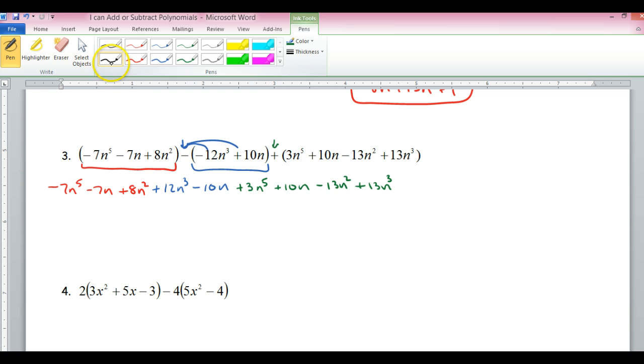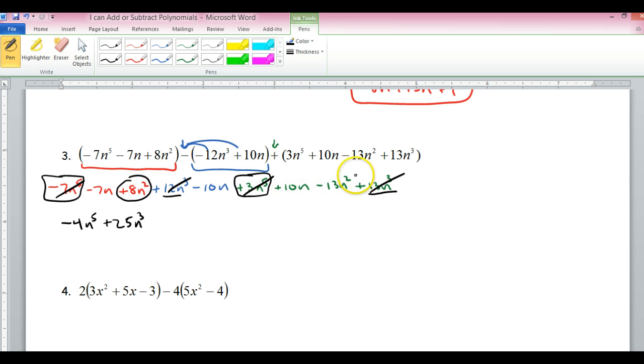So once I have that, I again start with the highest exponents. Negative 7n to the fifth plus 3n to the fifth, that'll give me negative 4n to the fifth. Remember, you add or subtract the coefficients, but you leave the variable expressions alone. So I have n to the third next. 12n to the third plus 13n to the third gives you plus 25n to the third. Cross them out, I've used them. 8n squared minus 13n squared. Notice how when I circle these, I include the sign to the left. That is going to give me minus 5n squared.